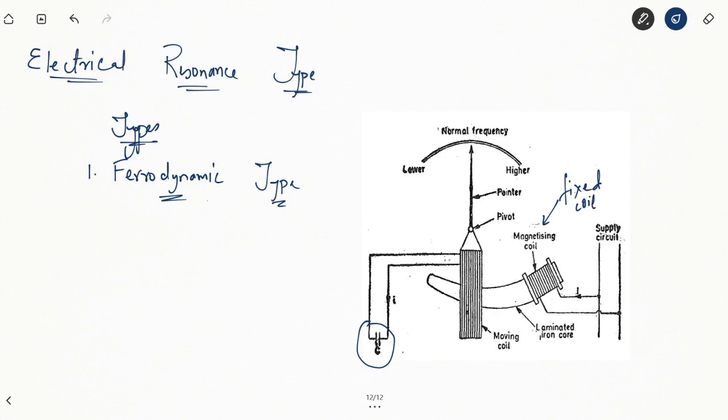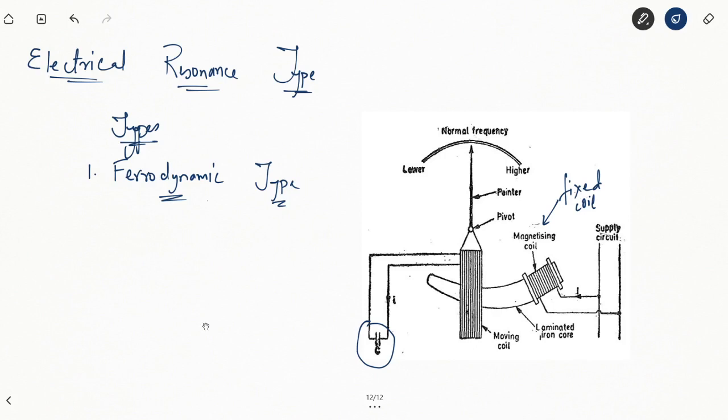So the moving coil is actually connected to a capacitor. So you have the fixed coil and you have the moving coil. So the magnetizing coil will actually produce the magnetic field that will be linked with the moving coil.